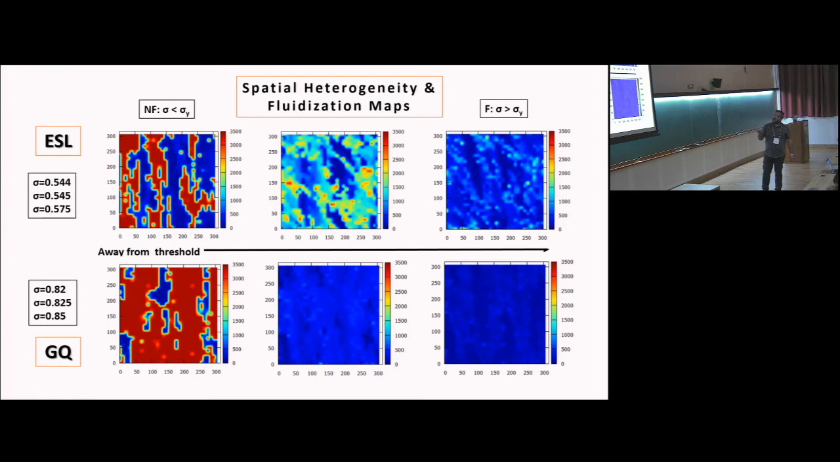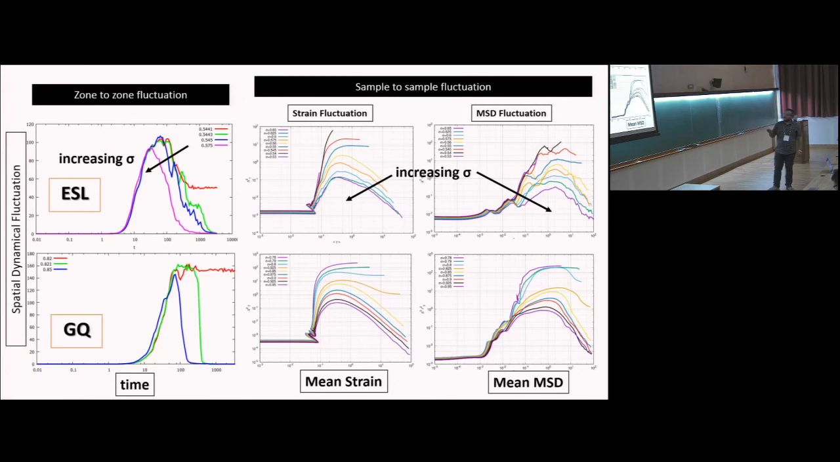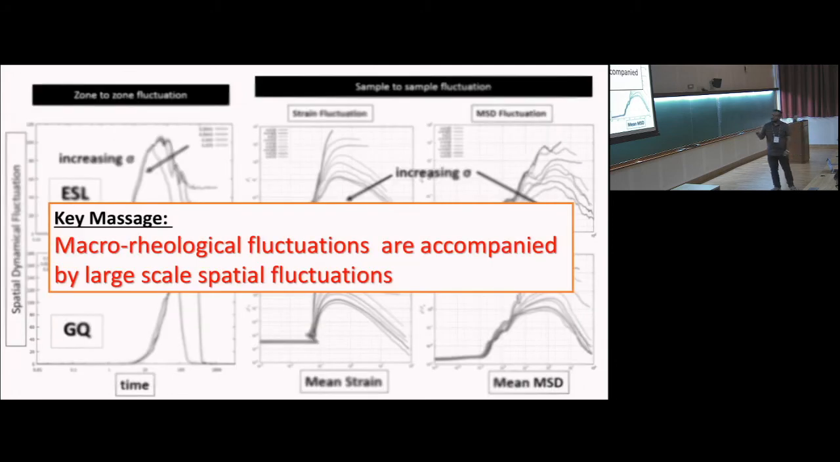You can see that here I have a backbone which gets fluidized upon increasing stress. This is for the ESL and this is for the GQ. However, the thresholds are different. And now what we show here are the microscopic fluctuations that we obtained from the spatial overlap maps, and these are the sample to sample fluctuations. So it's a macrorheological fluctuation. What we show with these plots is that the macrorheological fluctuations are accompanied by large scale fluctuations as the system yields.